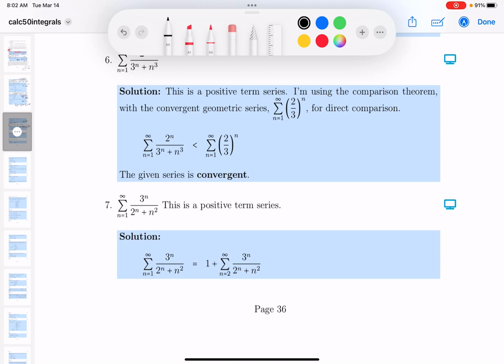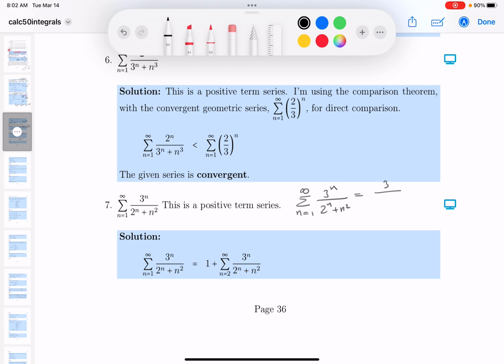Okay, my suggestion is write a few terms down. So let's put this over here: the sum from n equals 1 to infinity of 3 to the n over 2 to the n plus n squared. And let's write a few terms down, one thing at a time. Let's do the top first.